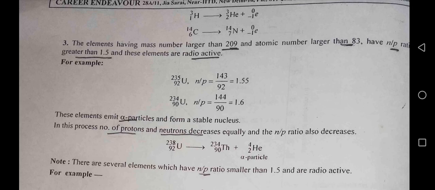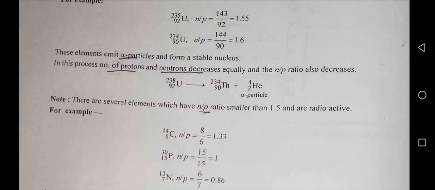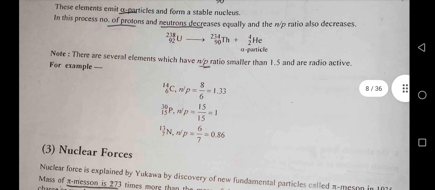The elements having mass number larger than 209 and atomic number larger than 83 have an n/p ratio greater than 1.5, and these elements are radioactive elements. These elements emit alpha particles and form a stable nucleus. In this process, the number of protons and neutrons decreases equally, and the n/p ratio also decreases. There are several elements which have an n/p ratio smaller than 1.5 and are radioactive.